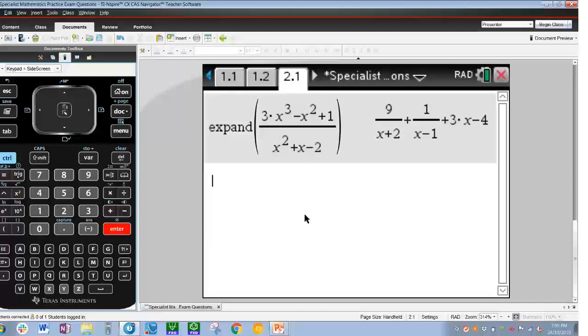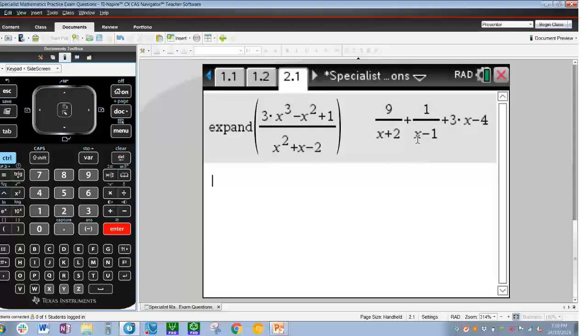Now when I hit enter, I now have the expanded form. So the calculator has of course factorized the denominator. Not only that, it's gone and performed a long division on the expression, and then we've gotten this expression here. So we have 9 over x plus 2 plus 1 over x minus 1.